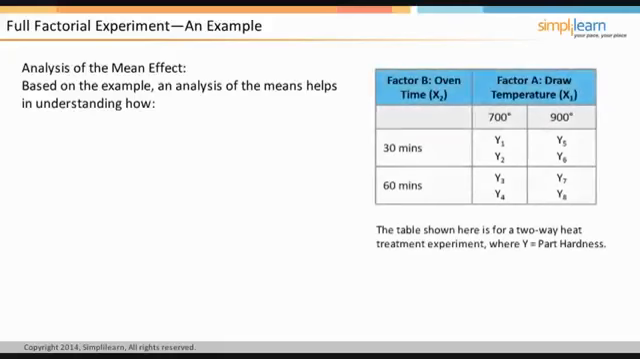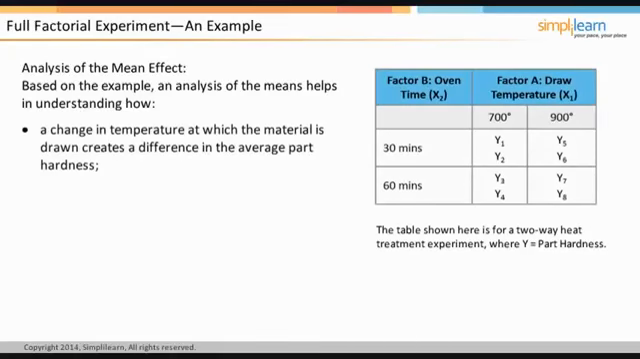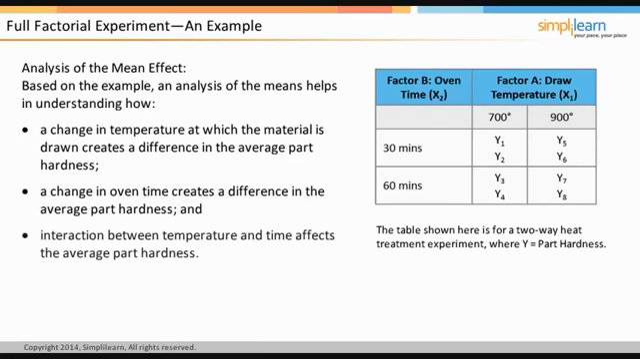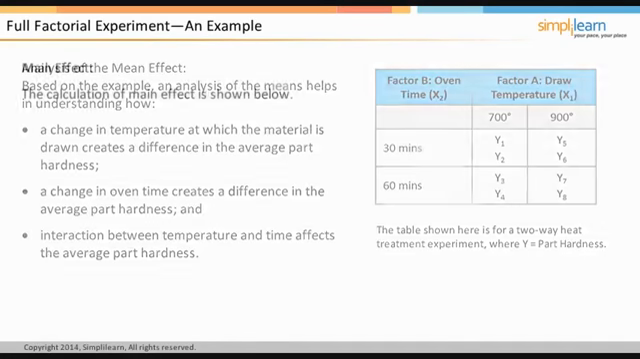Let us now analyze the mean effect. An analysis of the means helps in understanding how a change in temperature at which the material is drawn creates a difference in the average part hardness. This affects the output and is called the main effect. Analysis of means also tells how a change in oven time creates a difference in the average part hardness. This is also the main effect. Analysis of means explains how interaction between temperature and time affects the average part hardness. This is known as the interaction effect.